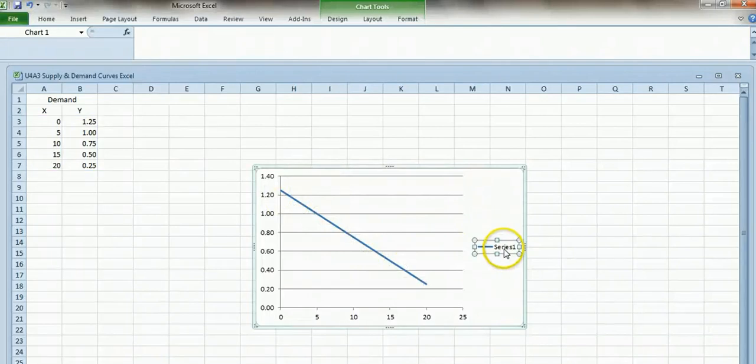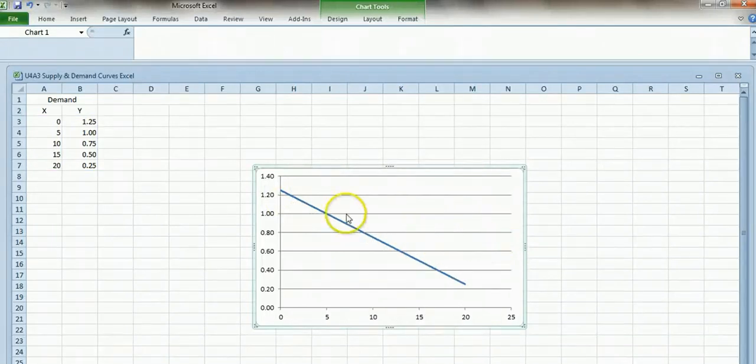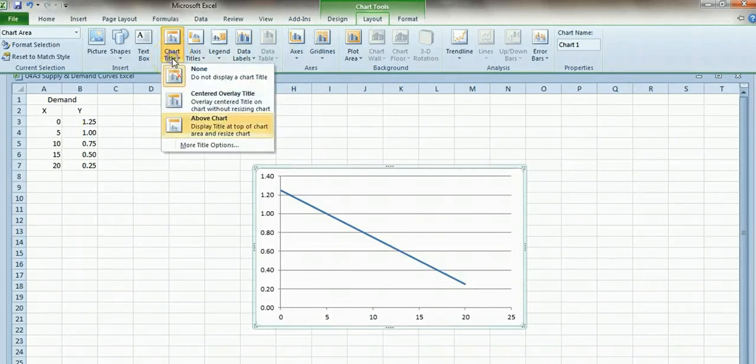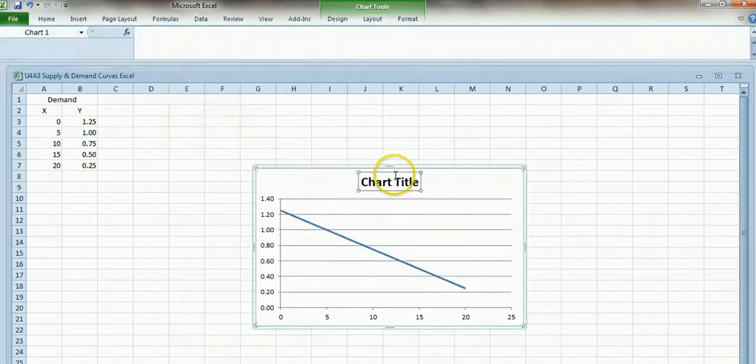We don't need the series, so we're going to delete that, but we need to do labeling. To label, we're going to go into Layout, and in our layout we're going to go to chart title, and we're going to have that above the chart. The name of our chart is going to be supply and demand, and I hit enter and that goes in.